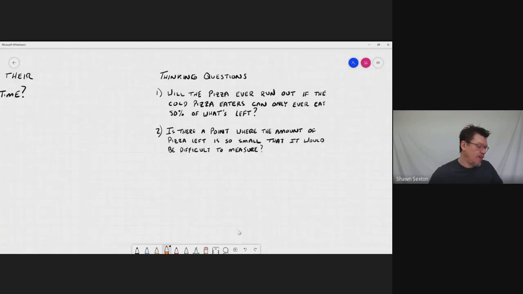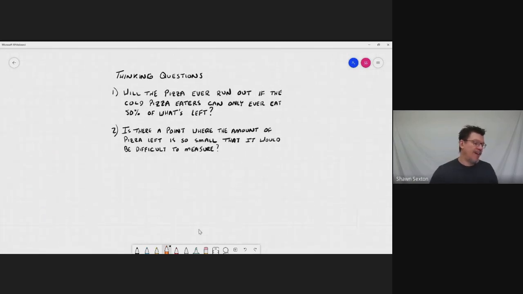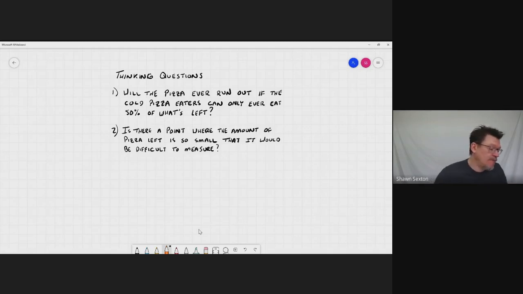All right, so here's some thinking questions. Will the pizza ever run out if the cold pizza eaters can only ever eat 50% of what's left? Thinking question. Think about that. Will it ever run out? Question 2. Is there a point where the amount of pizza left is so small that it would be difficult to measure? Well, think about how thin you might be able to slice a pizza. And think about how small it would have to be before that really didn't matter anymore. All right, so those are thinking questions.